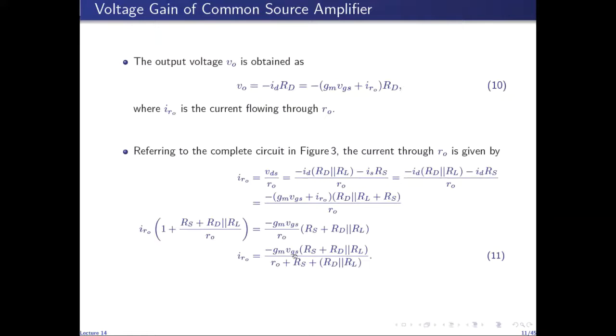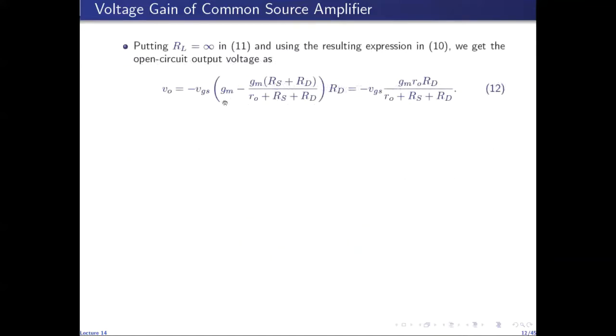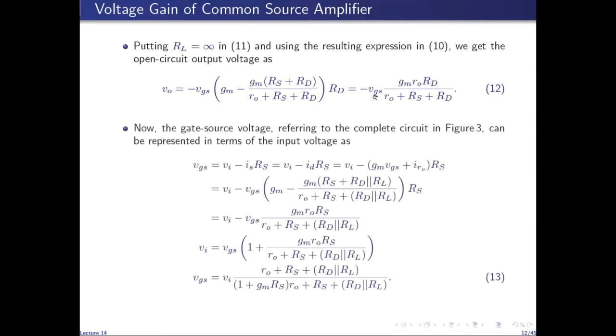And this expression is in terms of VGS. So we put this expression back in here, take VGS out common, simplify, and express V naught in terms of VGS, which is given through this factor. So now we wish to find out VGS.